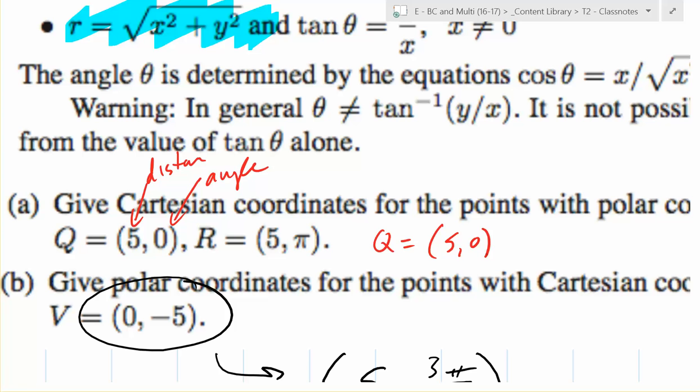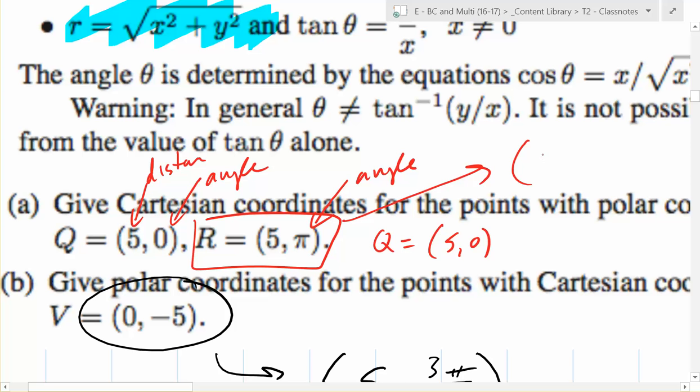What about 5 pi? What does that mean? That's the angle, right? From the positive x-axis. So what point is this going to be? It's a distance of 5 away. So what's the Cartesian coordinate going to be? Negative 5, 0. Exactly. It's going to be negative 5, 0.